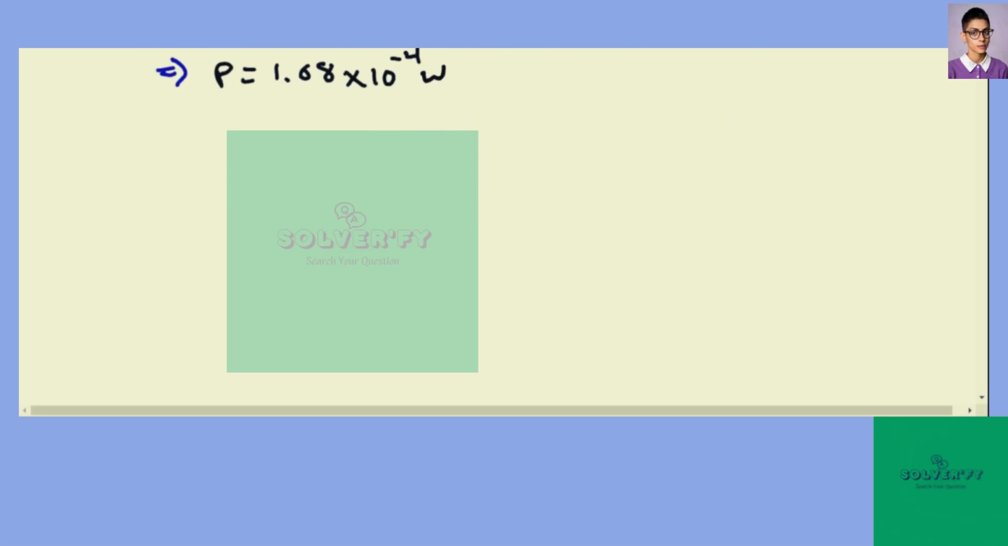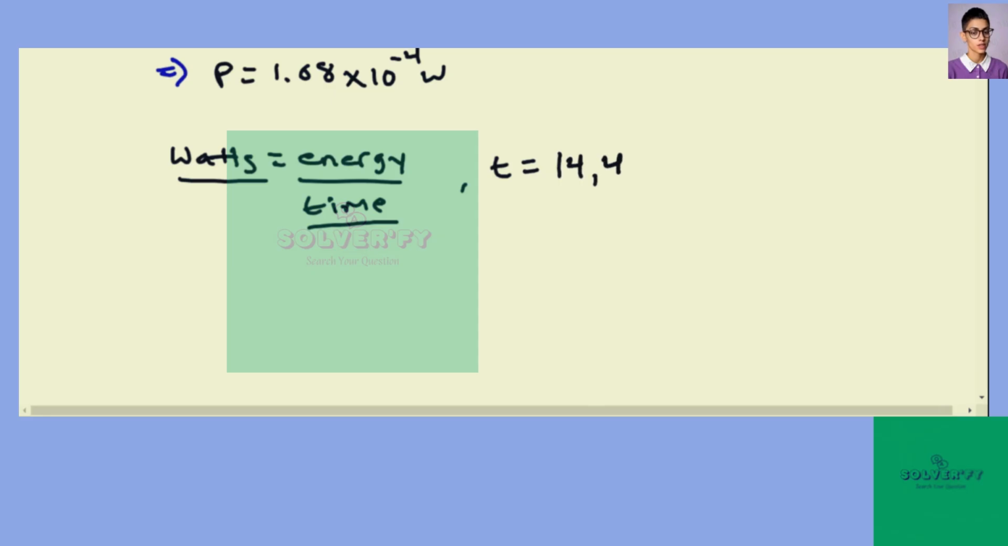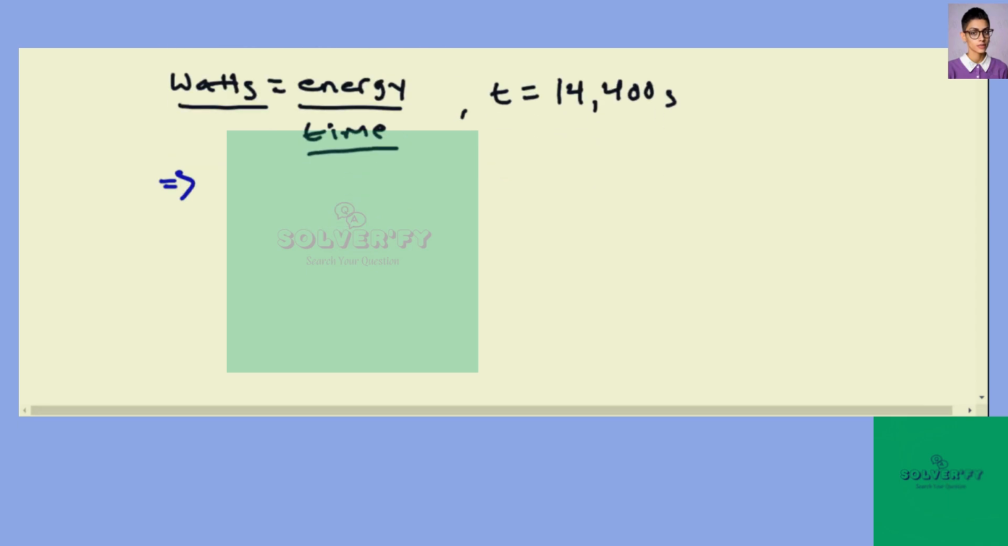Looking at watts, the equation for watts is really energy divided by time. Well, we have watts, we have the power, we have time. Time is given as 4 hours, and if we convert 4 hours to seconds, we have 14,400 seconds. So let's solve that equation for energy.